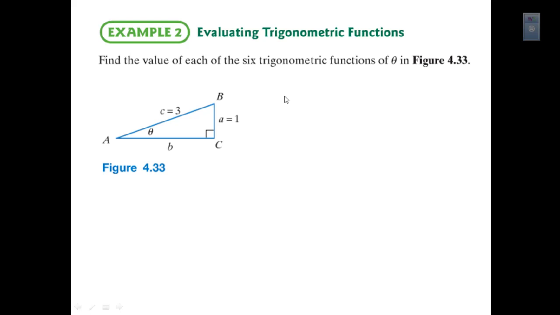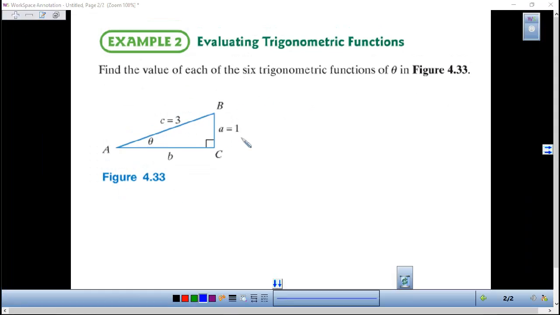Alright, so let's do the same thing here. We've got sine theta, cosine theta, tangent theta, cosecant theta, secant theta, and cotangent theta.